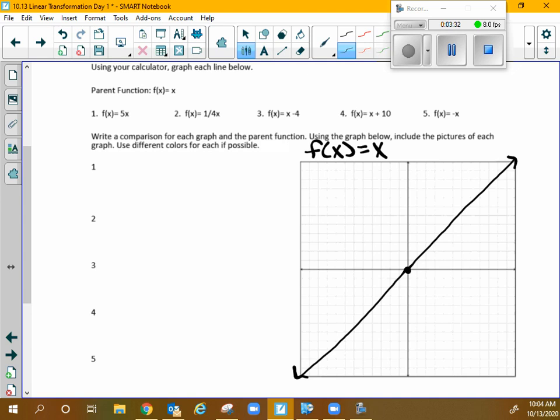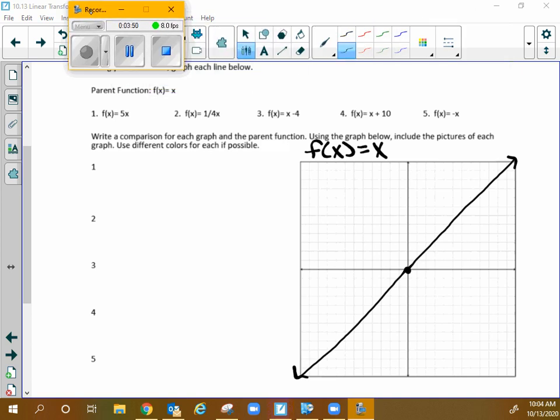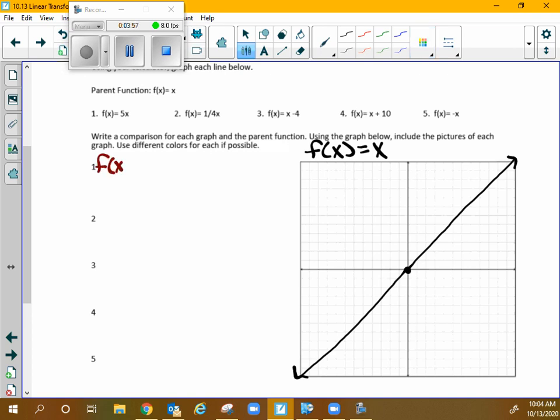And we're going to graph these other 5 functions along with it, and then we're going to make a comparison back to the original. So everything is being compared to this black line or your pencil line on your paper, okay? So the first transformation, or the first equation that we're going to graph with it, f of x equals 5x. What changed? The slope. What happened to the slope? Well, it increased.